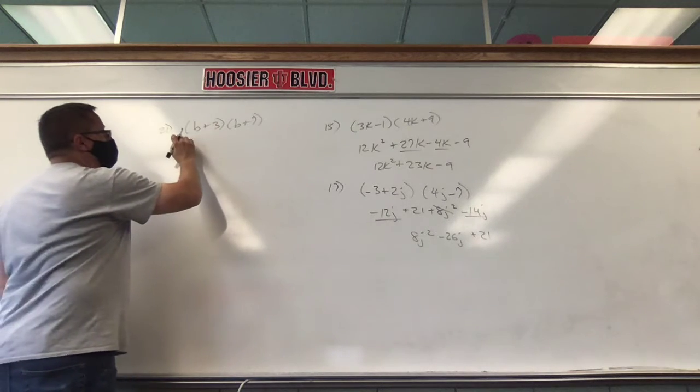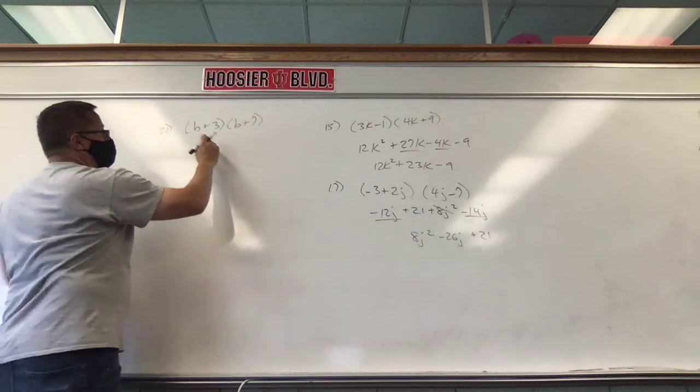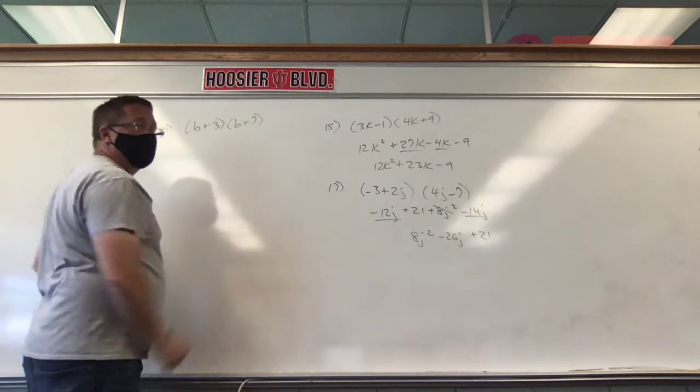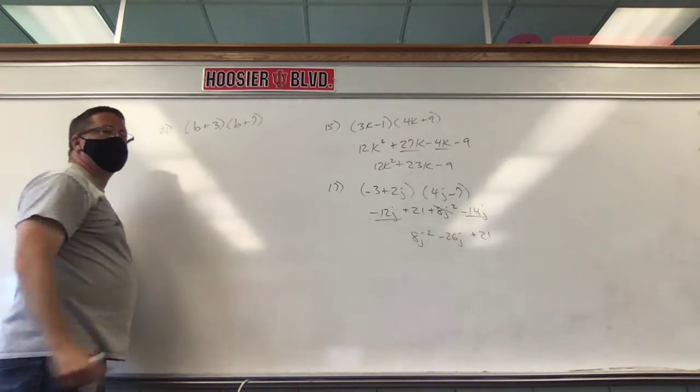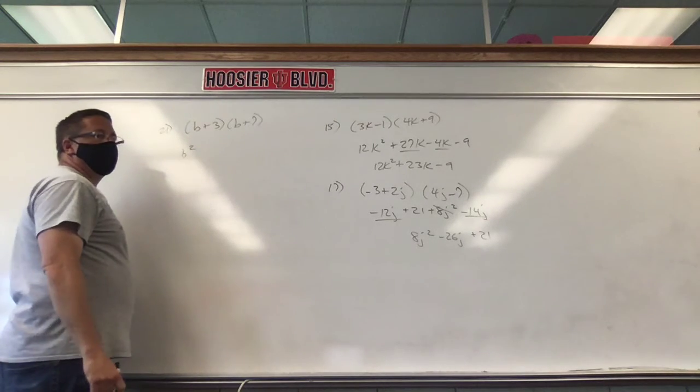B and 3. First terms. Remember, the first term here is B. What's the first term here? B. B and B times them. It's B squared. What are your outers? B and 7. Times them.